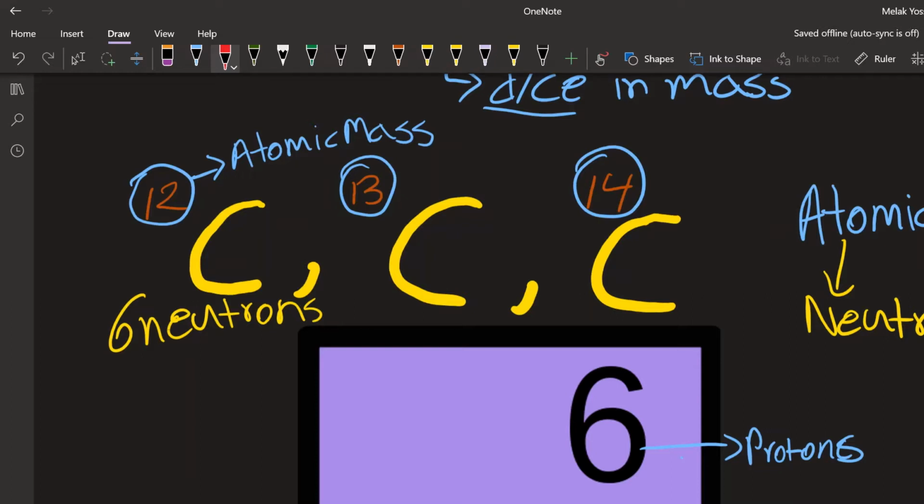And carbon 13 has 7 neutrons, because you can just subtract the number of protons from the atomic mass to find the number of neutrons. So this one has 7 neutrons. And the last one, carbon 14, with an atomic mass of 14, has 8 neutrons.